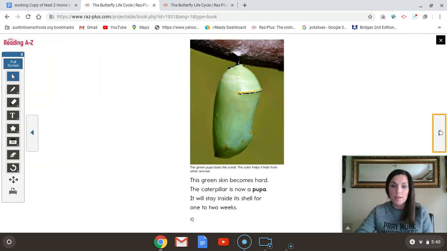All right, let's see what happens next. The green skin becomes hard. The caterpillar is now a pupa. It will stay inside its shell for 1 to 2 weeks, so 7 to 14 days. It's going to hang like this, okay?